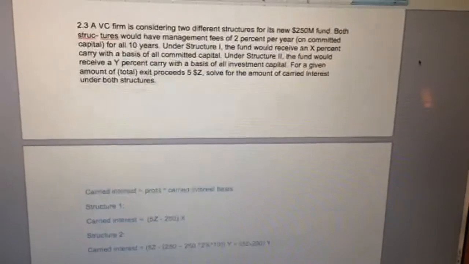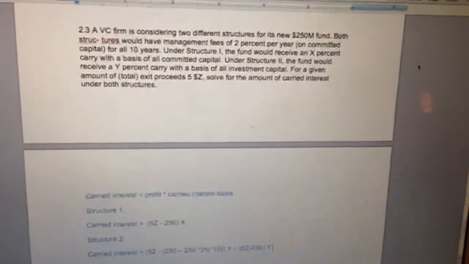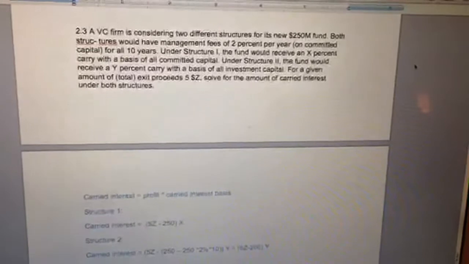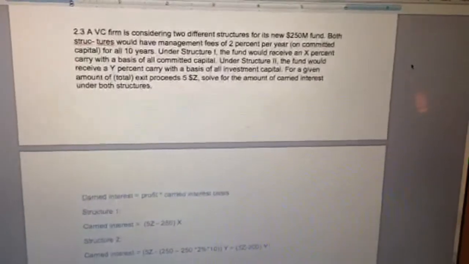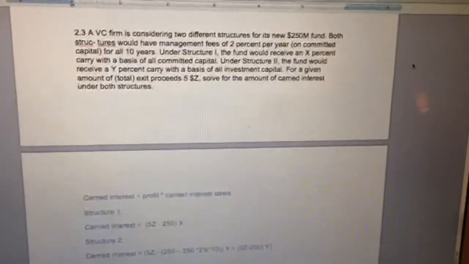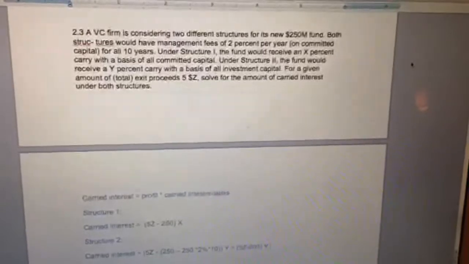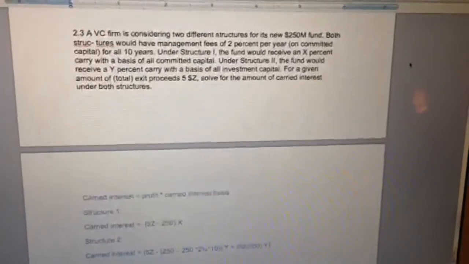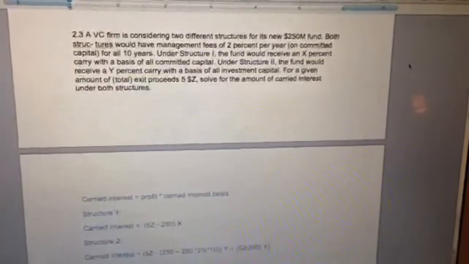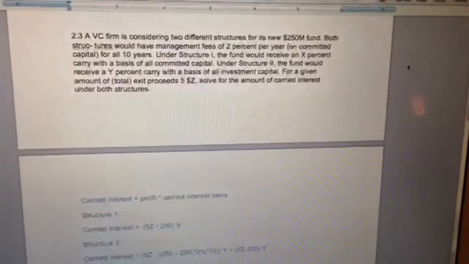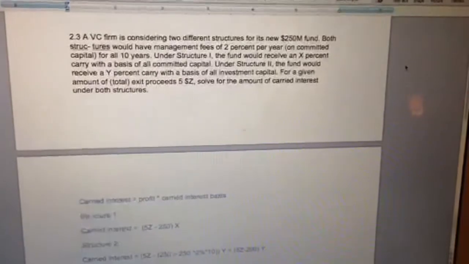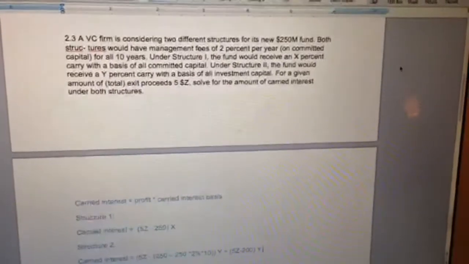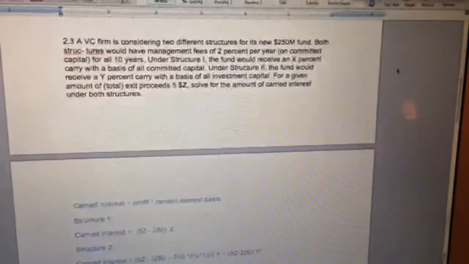For problem 2.3, the carried interest equals the profit times the carried interest basis. On structure 1, it's based on the committed capital, so we use total proceeds, which is 5Z, directly minus the new fund and times the carried interest basis X%. And on structure 2, because it's based on the investment capital, we have to use the total proceeds minus the 10 years management fee first, and times the Y% carried interest basis.